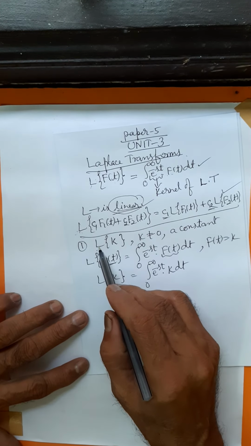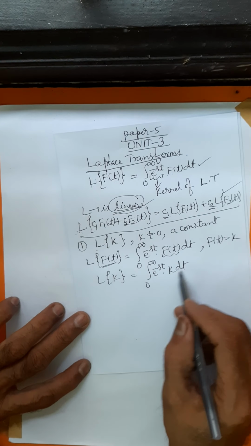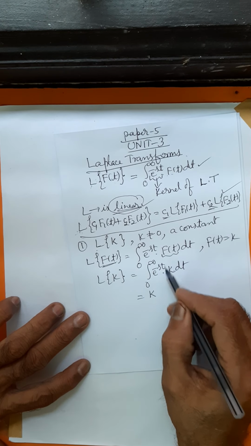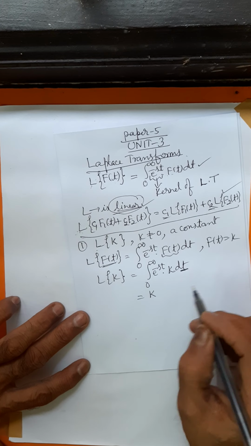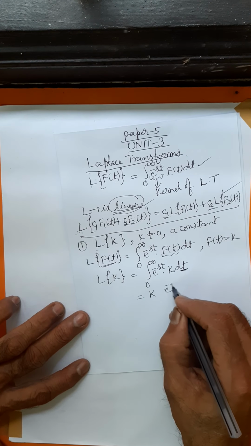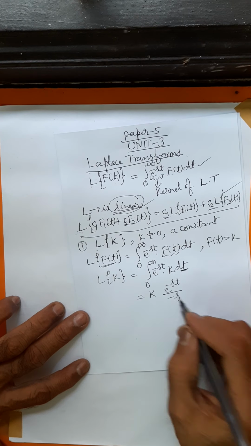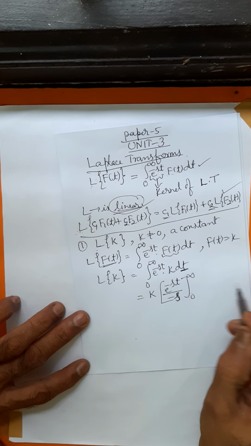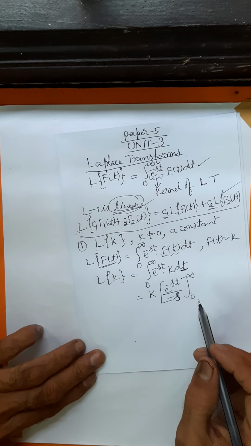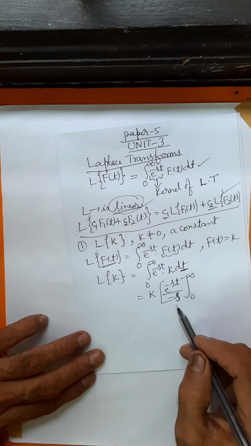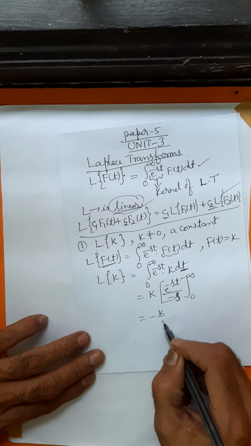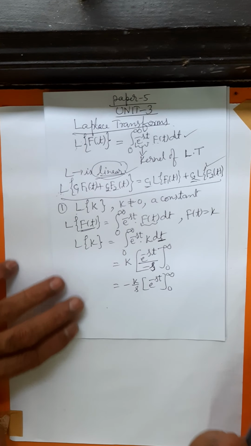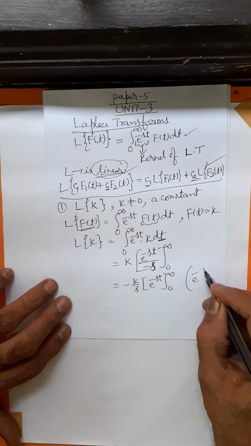We want to find the Laplace transform of a constant. When you integrate, k is a constant, so you can take it out. What is the integral of e power minus st with respect to t? Here s is a constant, so it is e power minus st by minus s, with t as the variable, with limits 0 to infinity. Take minus k by s outside, and apply the limits to e power minus st. The upper limit gives e power minus infinity, which is 0.